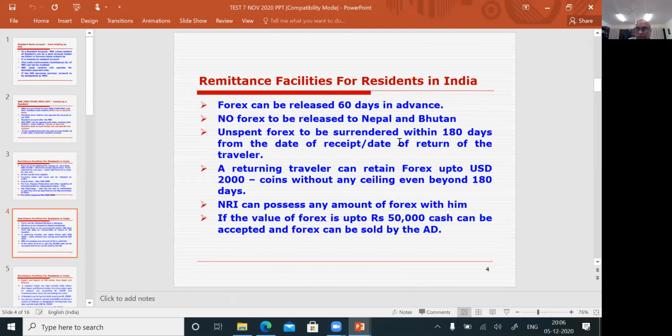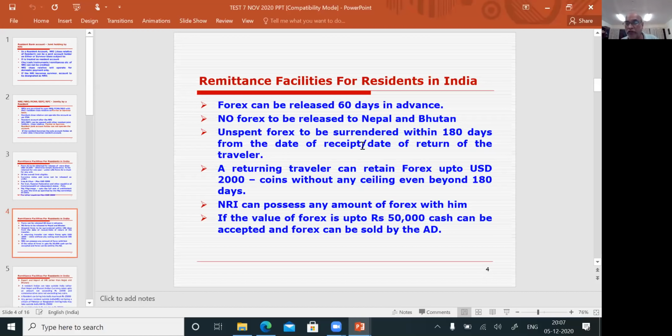Unspent forex to be surrendered within 180 days from the date of receipt, or date of return of the traveler. Within 180 days of landing in India, you have to surrender. Suppose you have taken forex 60 days in advance and you did not make the foreign trip at all. If you have not made the foreign trip, then from the date of receipt of the forex, within 180 days, you have to surrender.